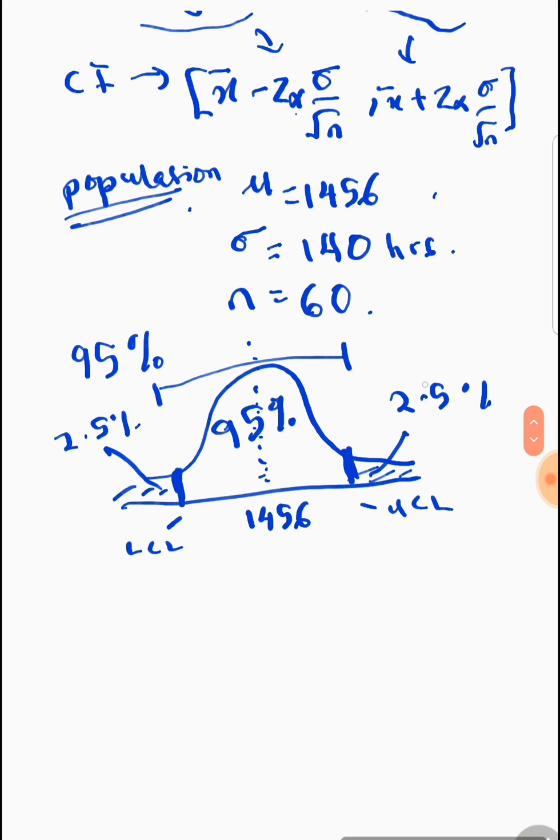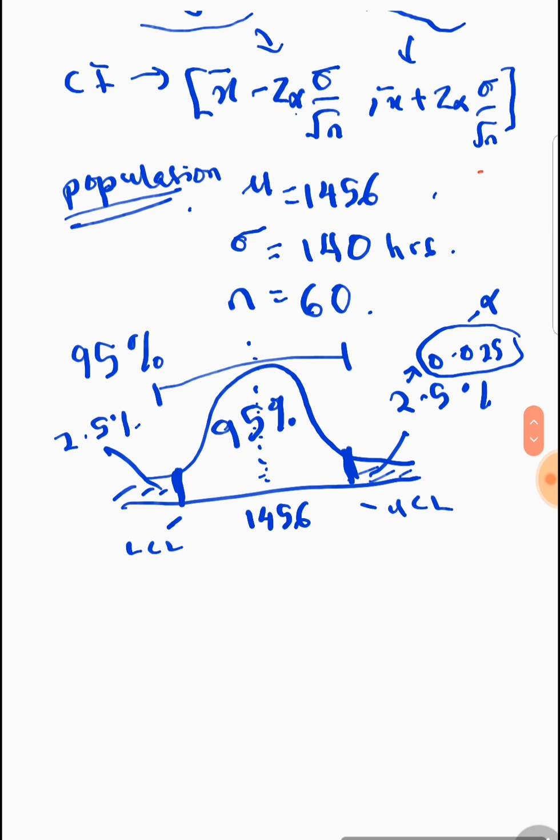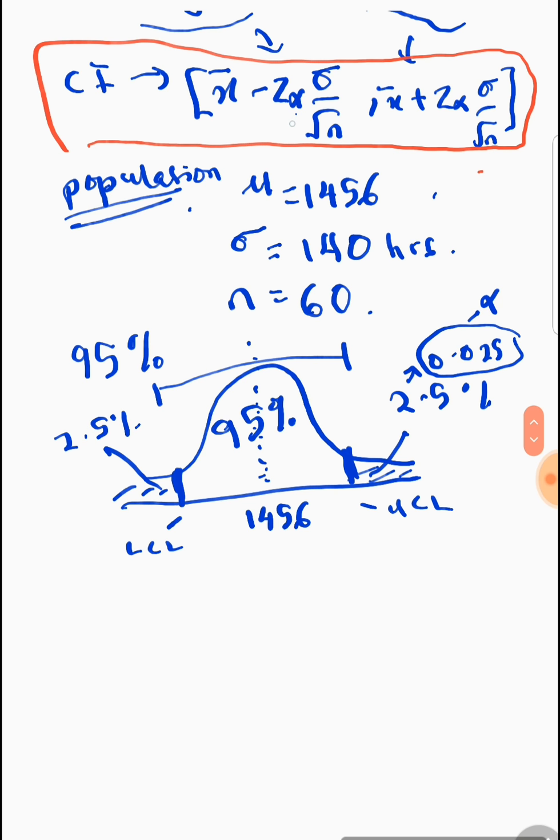And this 2.5% here is being translated into 0.025, and this itself is actually my alpha. All right, if you remember from what we saw earlier here, this is my confidence interval formula. And just in case you're wondering about this alpha here, this is actually the alpha here.